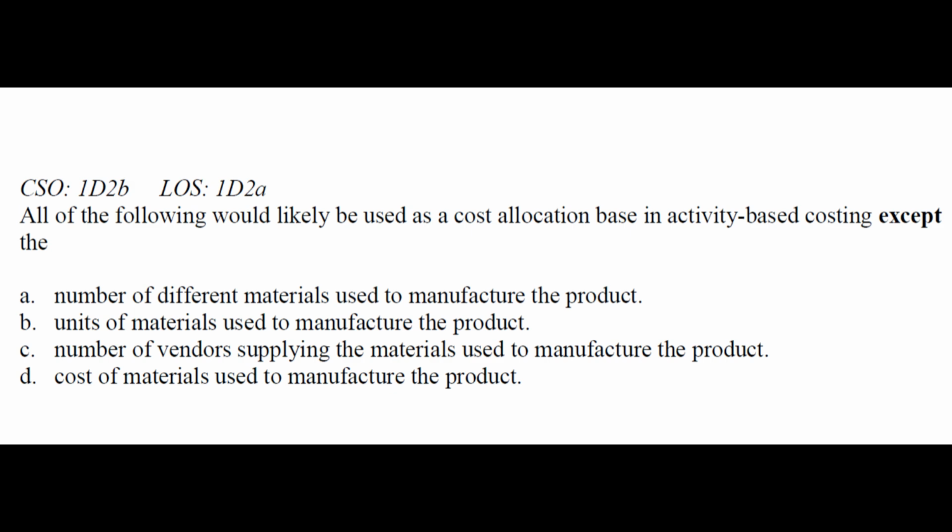ABC focuses on activity consumption, not cost amounts. Using cost would distort allocation because it does not reflect how many activities were performed. Correct answer: D. In ABC, allocation bases should measure activities, transactions, usage, complexity, not financial amounts. Therefore, cost of materials is not an appropriate cost driver.